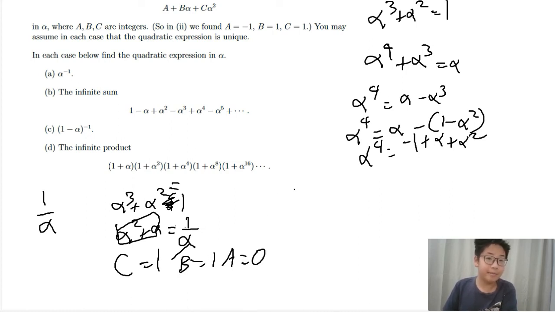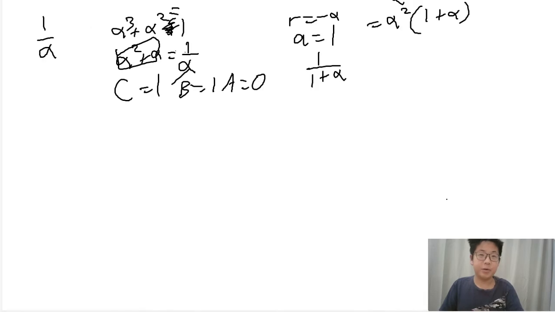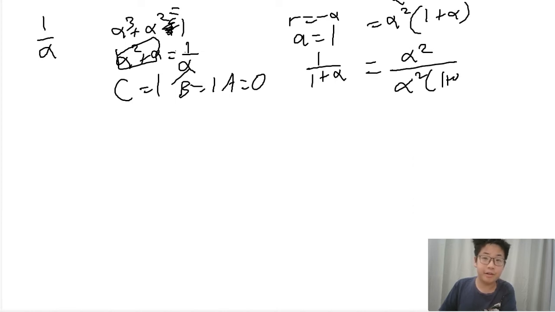And the infinite sum. It's a geometric series with common ratio alpha and a equals 1. So that means it's 1 over 1 minus alpha. So this alpha cubed plus alpha squared has a factor of alpha squared times 1 plus alpha. What we're going to do is whittle this whole thing out. It equals alpha squared over alpha squared times 1 plus alpha, and alpha cubed plus alpha squared is 1, so it's alpha squared. Yay! What's the next one?